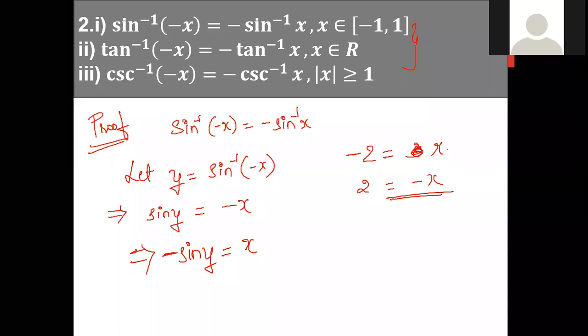So I can take this minus 1 to this side. It becomes division. x divided by minus 1 is minus x. So the same thing I have applied, so I have minus sine y is equal to x.